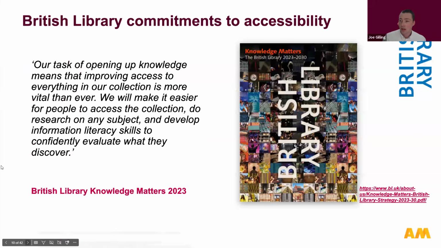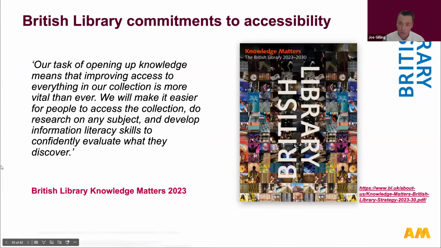Brilliant, thank you. So to set a little bit of context about who we are, the nation's national library. Our collection is now over 175 million individual collection items. It's a collection that grows by 12 linear kilometers of new material every year, which I think is approximately 7 miles per year of new material. What you can see on this slide is our Knowledge Matters document that we published back in 2023.